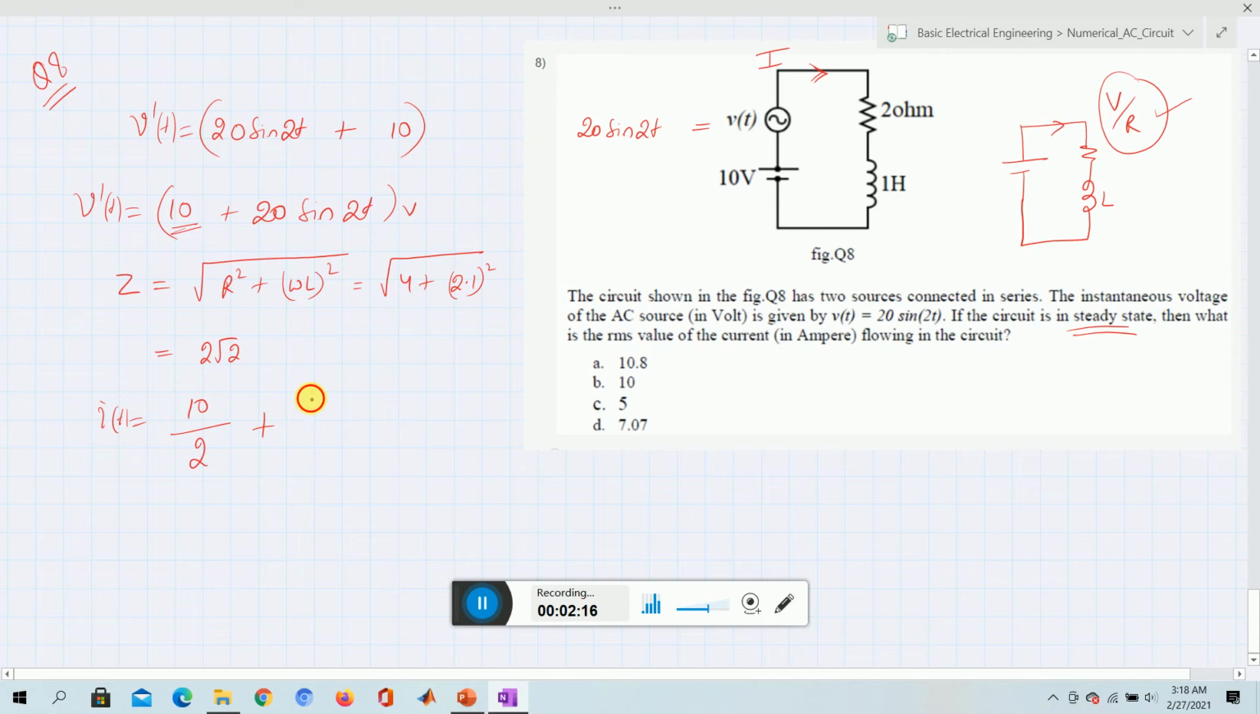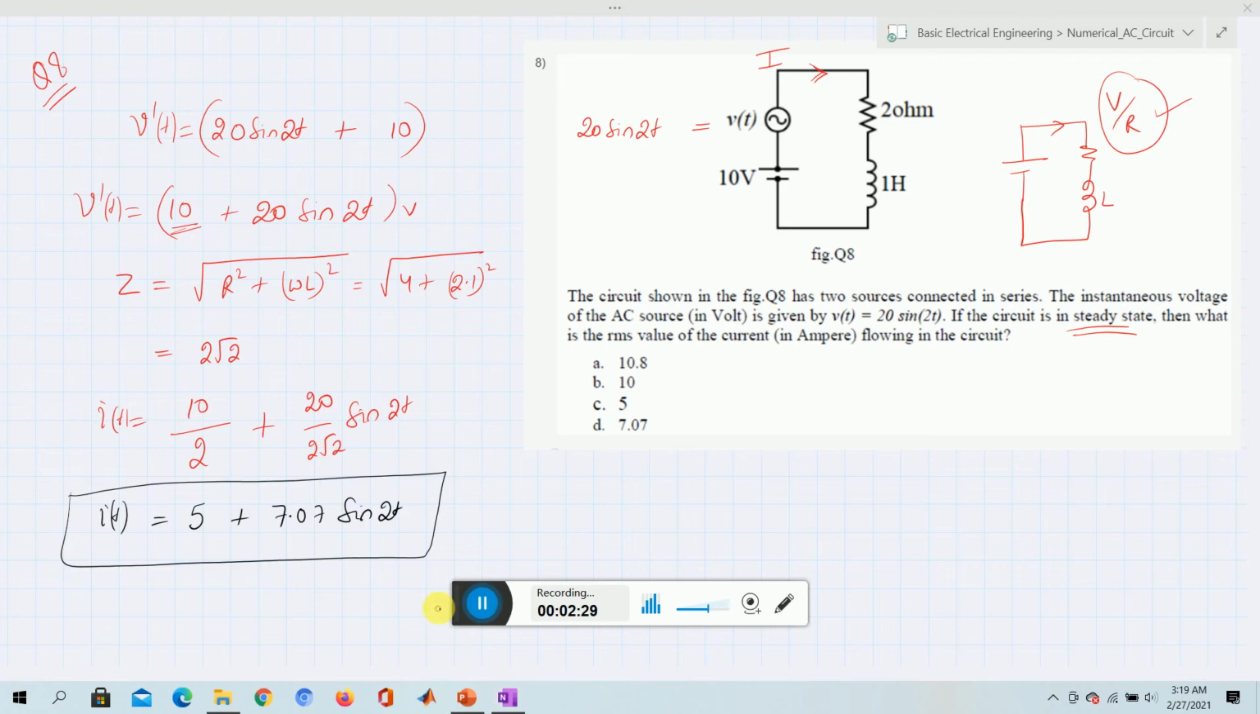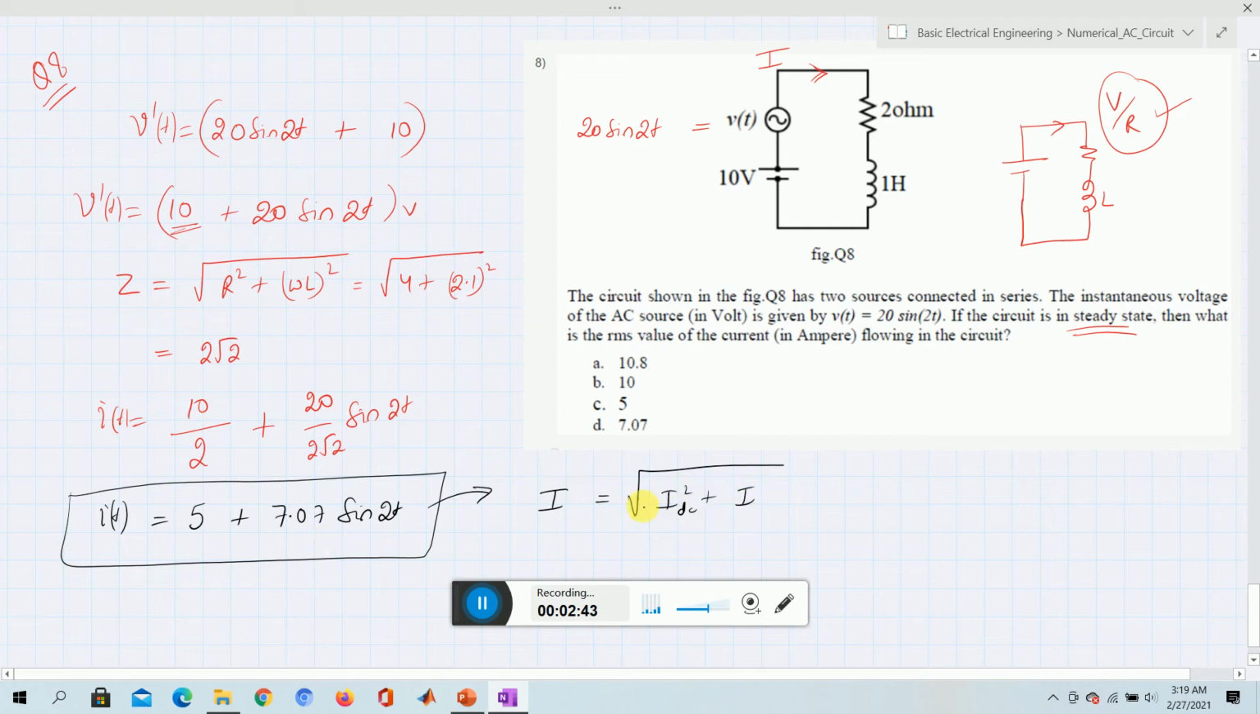However, for the 20, the impedance is Z, which is 2 root 2, and the equation remains the same. Finally we get the equation of current as 5 plus 7.07 sine 2t. So if we are asked the RMS value of the current, this is nothing but I_DC square plus I_m square, so I_RMS square.